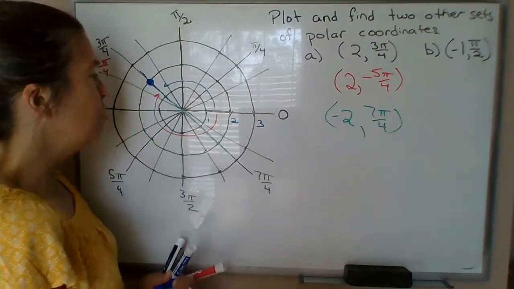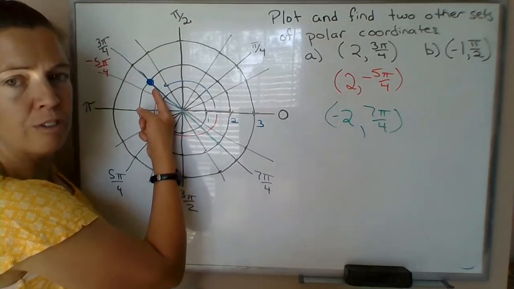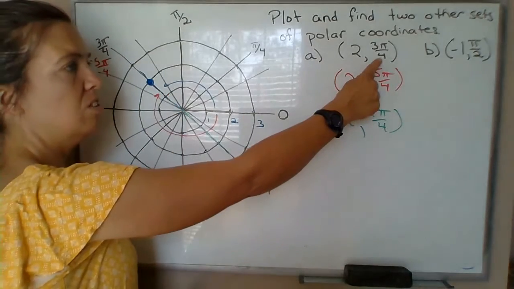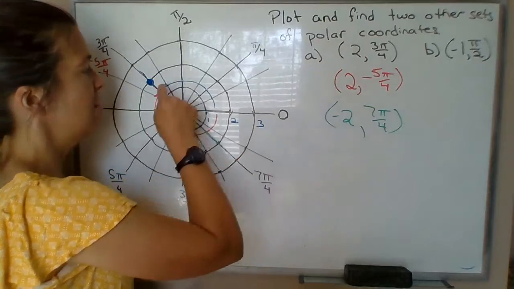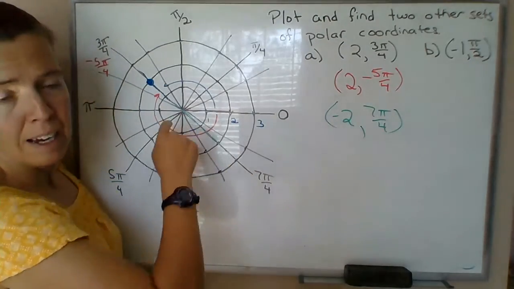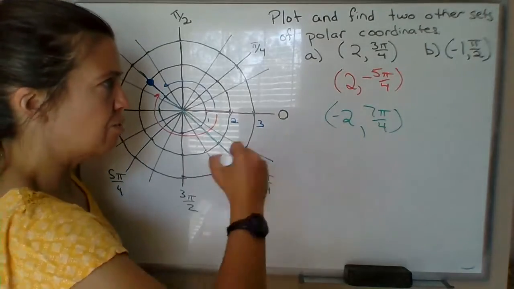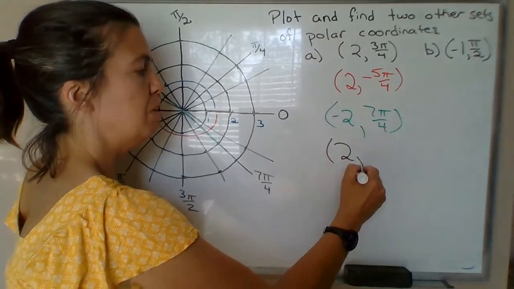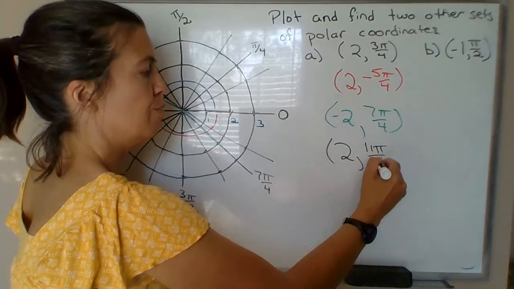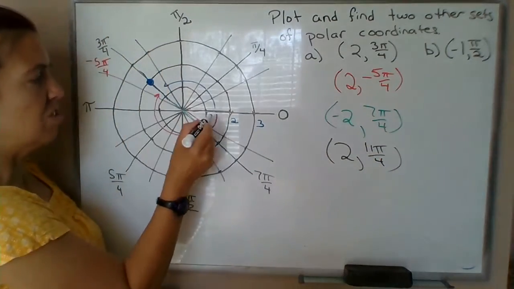Or something else you could do, you could just add 2 pi to whatever your value of theta is. So I could have just taken the 3 pi over 4 that's here and just added 2 pi, which would be 8 pi over 4. So I know I only asked for 2, but another set of coordinates would be 2, 11 pi over 4. That would also correspond to this position here.